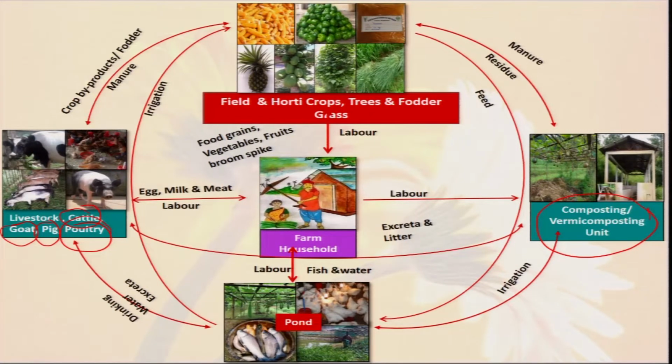So, all the systems are connected, and our center point is the farm family. In every farming system model, our farm household is the center point. So, how can we meet the different types of needs of the farm household within this farming system? He is getting eggs, milk, and meat; he is the labor force; he is also getting food grain, vegetables, and fruits. So, in a farming system most of his daily needs he is getting within his farm.